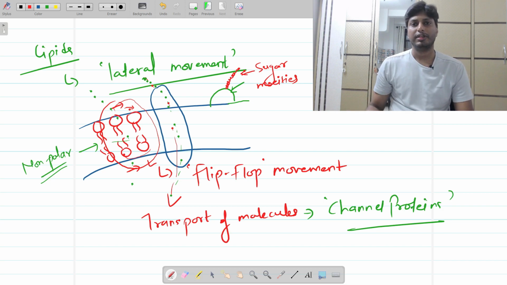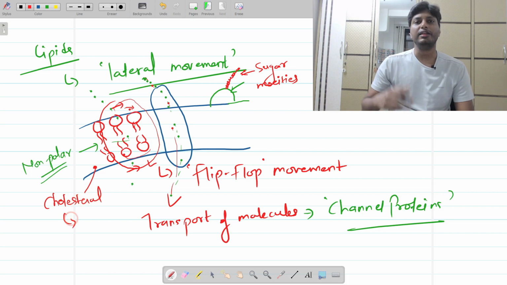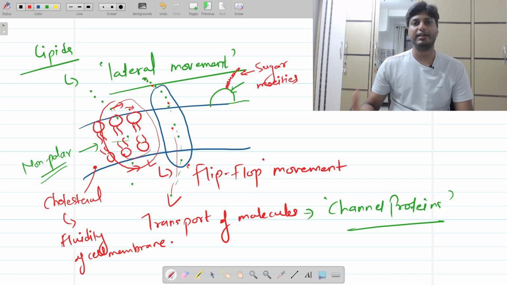Also remember the cholesterol present inside the cell membrane. What is the role of cholesterol? The cholesterol present in the cell membrane helps in maintaining the fluidity of the cell membrane. So all these three molecules, the lipids, the proteins and cholesterol, are very important for the functioning of the cell membrane. In fact, they are important for the functioning of the cells.